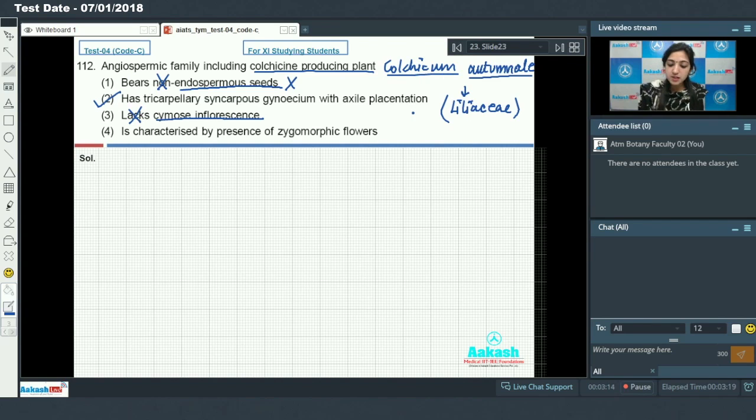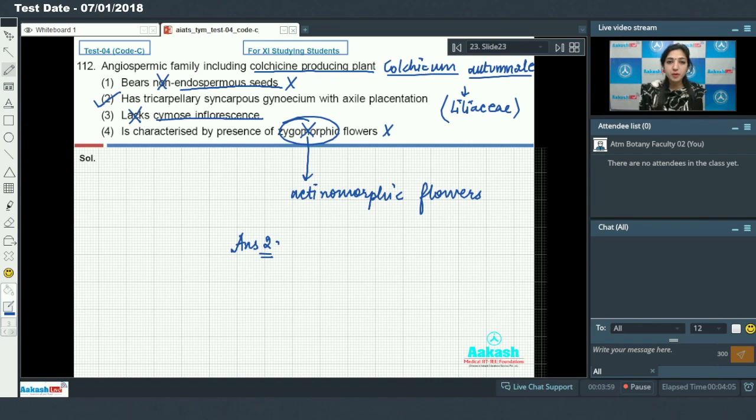Angiospermic family Liliaceae is characterized by presence of zygomorphic flowers. No, it is characterized by presence of actinomorphic flowers. So this option is also ruled out. So out of these four, Angiospermic family Liliaceae, including colchicine producing plant Colchicum autumnale, has tricarpellary syncarpous gynoecium with axial placentation. So answer to this question is option number 2.